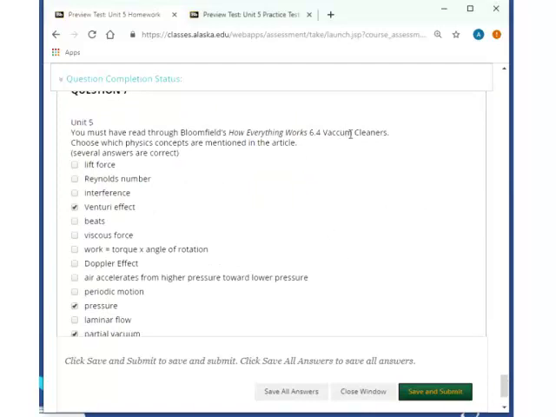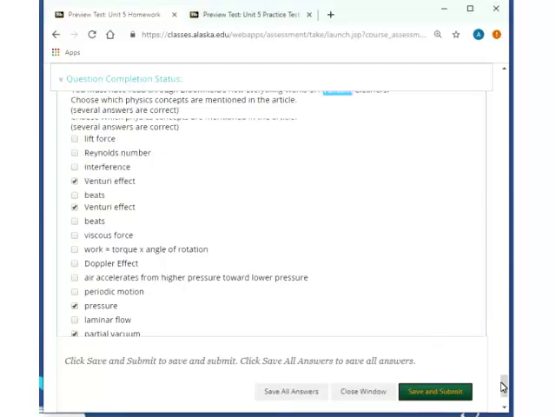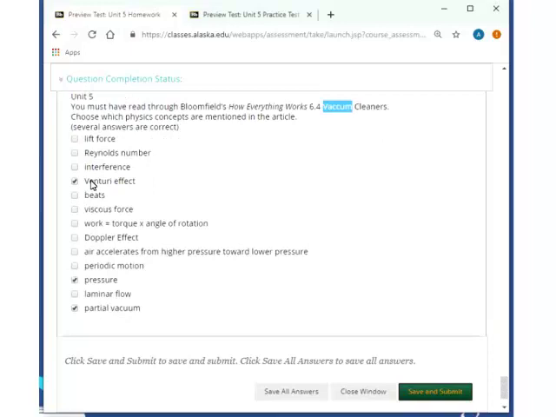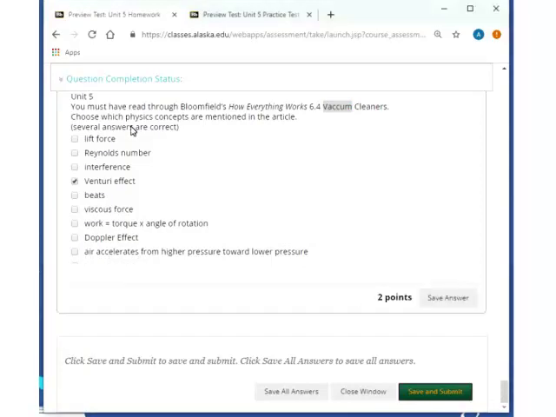All right, question 7, that's the extra book, How Everything Works. Vacuum cleaners, by the way, I did fix that spelling error in the meantime. And so read through it, and off the top of my head I figure, well, the Venturi effect is going to be in there. Pressure, partial vacuum, probably air accelerates from higher pressure toward lower pressure. Probably not the Doppler effect. But read through that in that book and answer this question. And that's actually the recording for the Unit 5 homework.